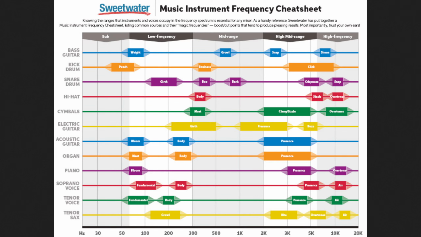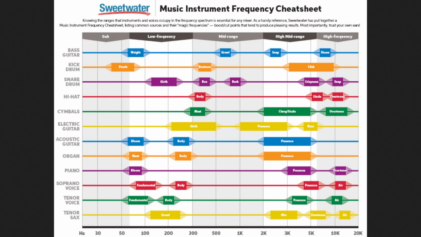So for example, if we're looking at bass guitar, it says the weight of the bass guitar, right? Not necessarily the sub of it, but where does that bass guitar live? Where does it sound the best, right? Where do you get the bass guitar sound? It's in this frequency range, somewhere between 50 and 100 hertz. Okay, 50 and 100 hertz.